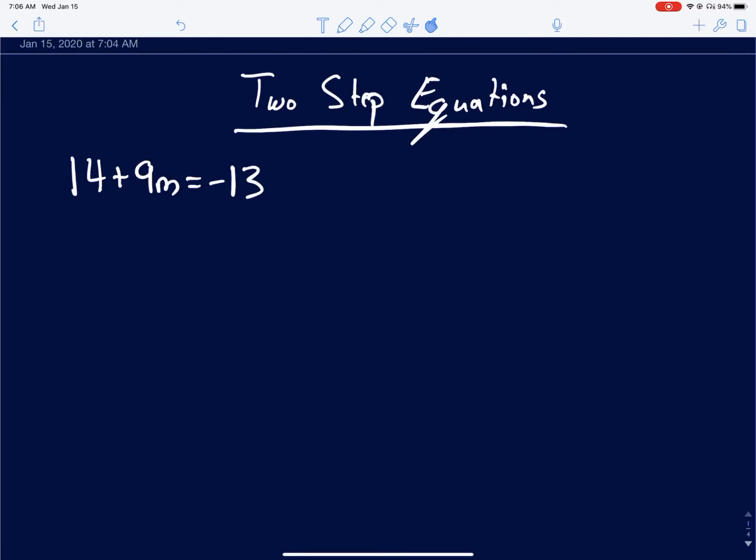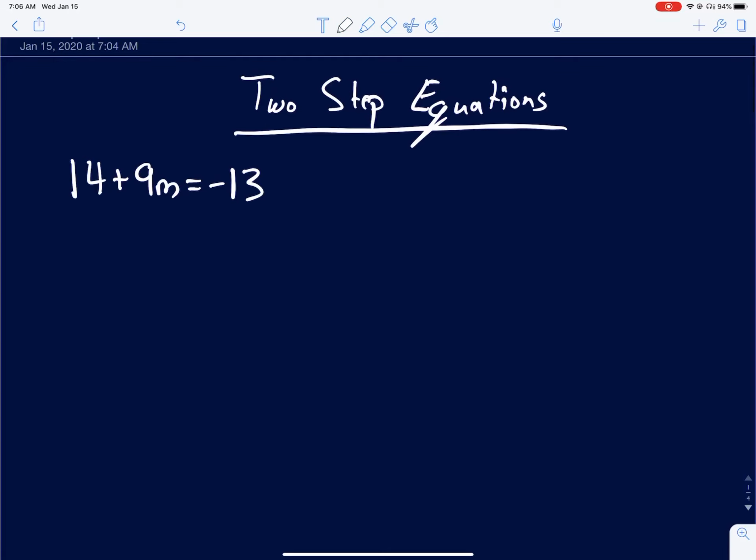Okay, today we are going to be talking about two-step equations. Two-step equations can be solved in, you guessed it, two steps. So we're going to solve this in two steps. We want to isolate our variable. In this case, our variable is m. So we want to get m all by itself.